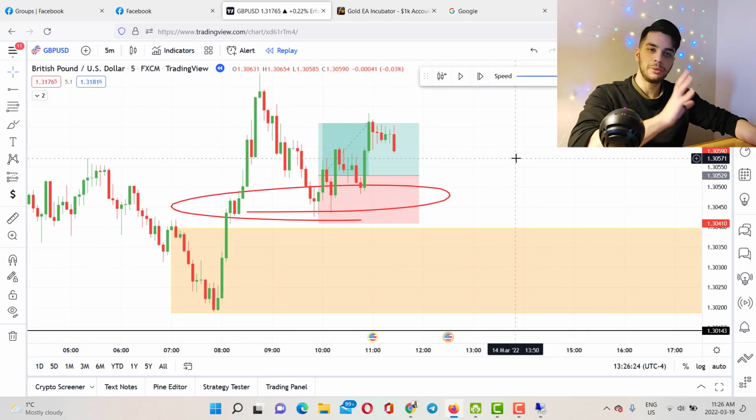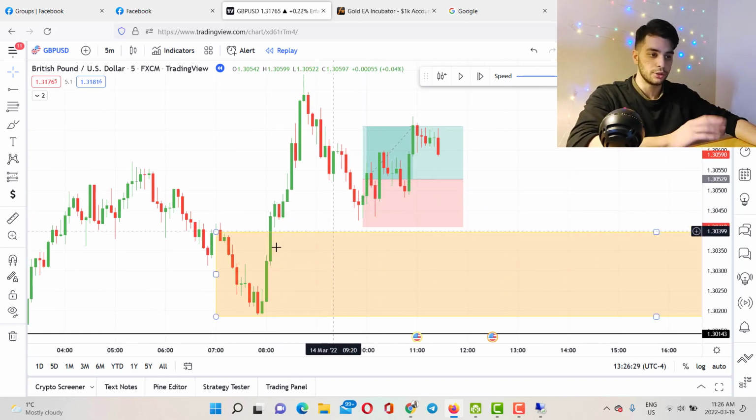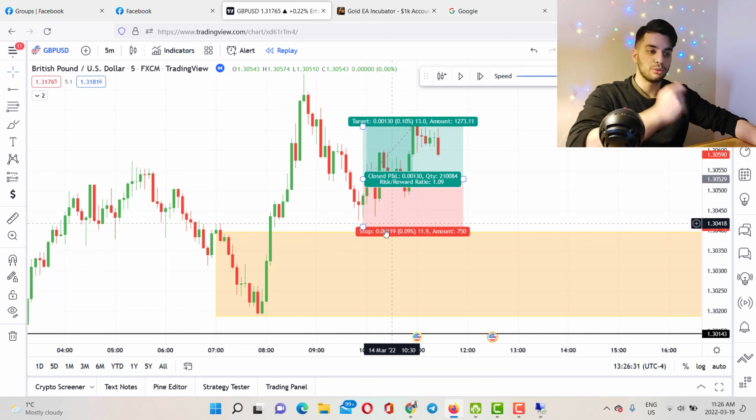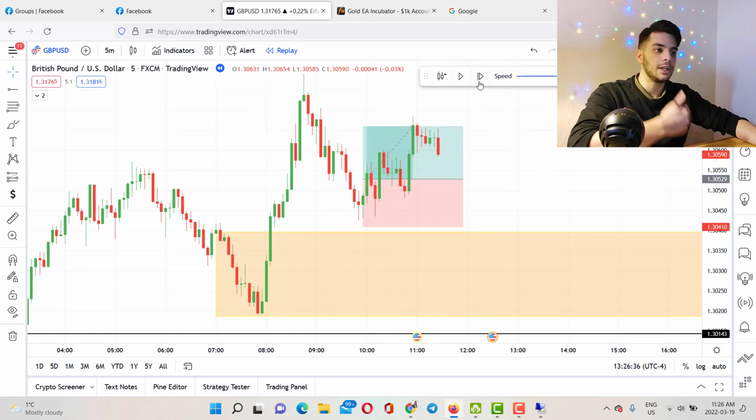Okay, my TP is smashed. As you can see, it didn't tap into the golden zone, sorry, the order block. It literally respected the Fibonacci level, and then after that, it just tapped into my TP. It was a one-to-one trade.